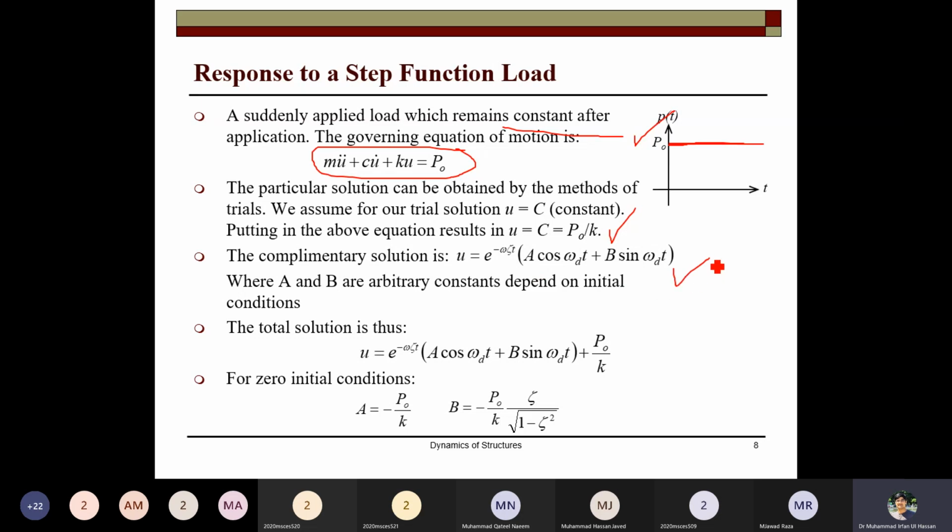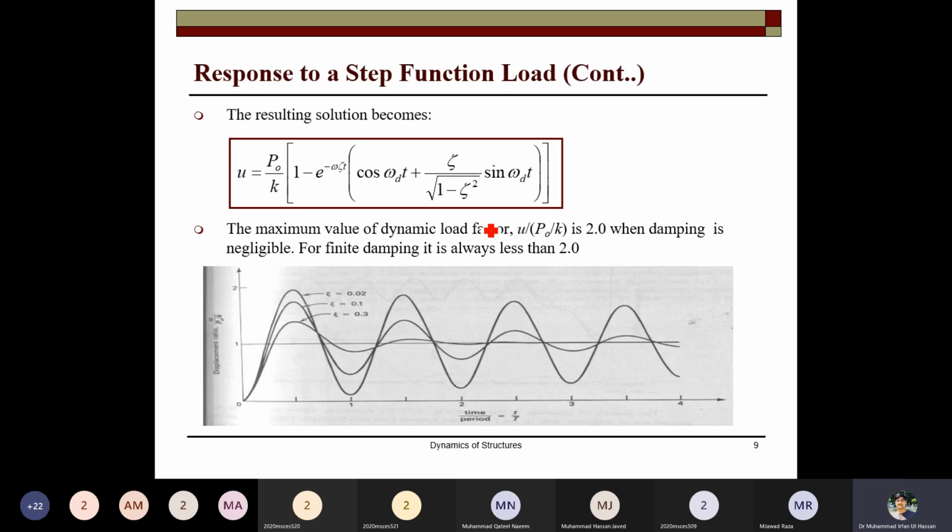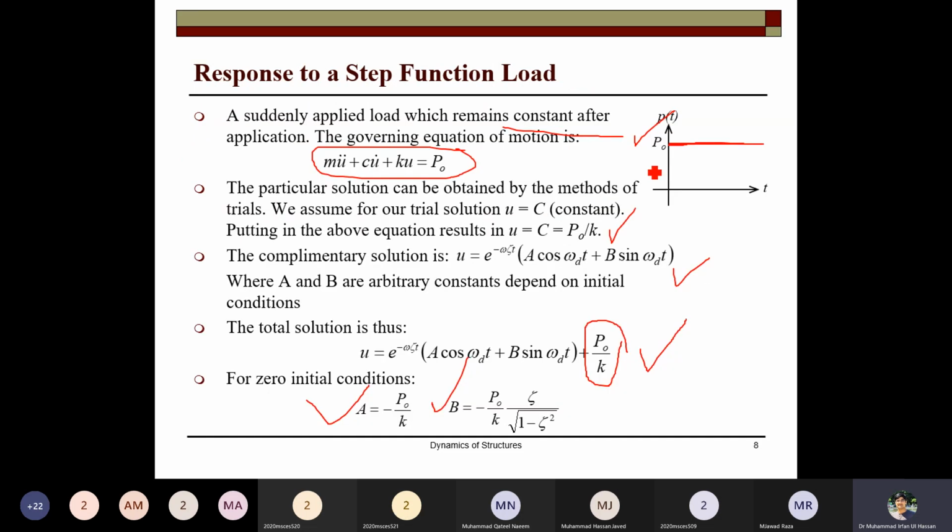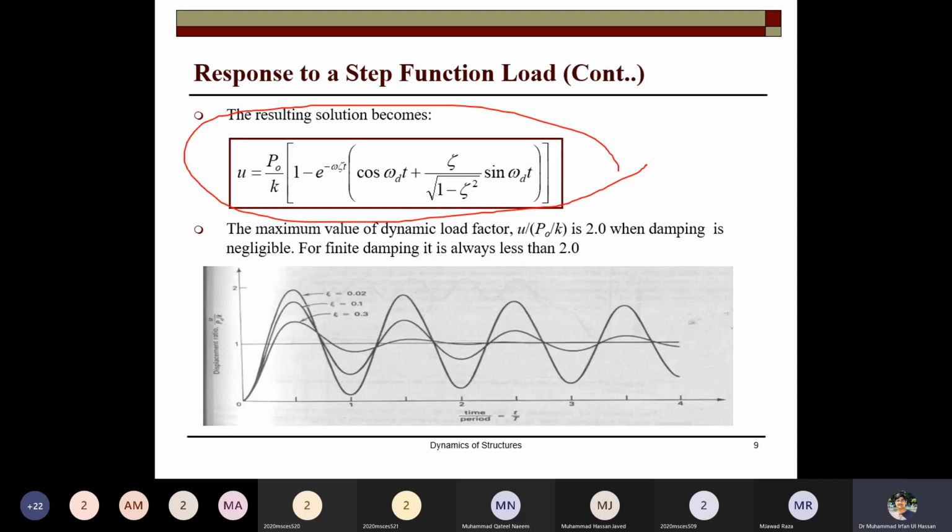And U is equal to the complementary solution plus this one. The total solution for this problem is only P naught over K, because there is no sin omega t, and the periodic function is not present. So this is the total solution for this case. With zero initial conditions, these are the A and B values, and putting all the values, I am basically interested in the final response. Although a constant load P naught is applied, it is a system which is already under the effect of vibration. So if P naught is acting on that, what is the response of the system? It actually depends upon the conditions and the damping, whether the damping is present or not.